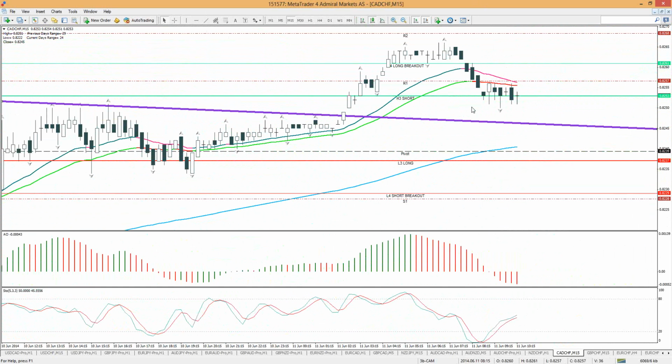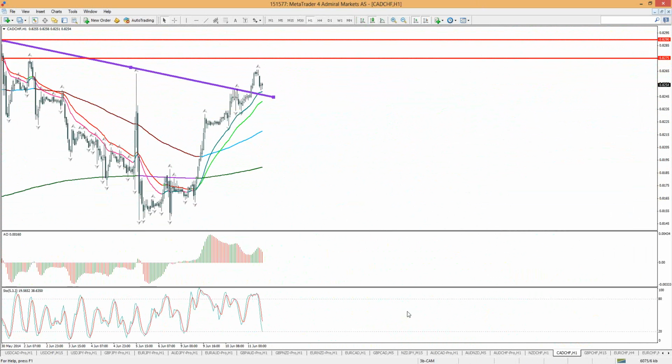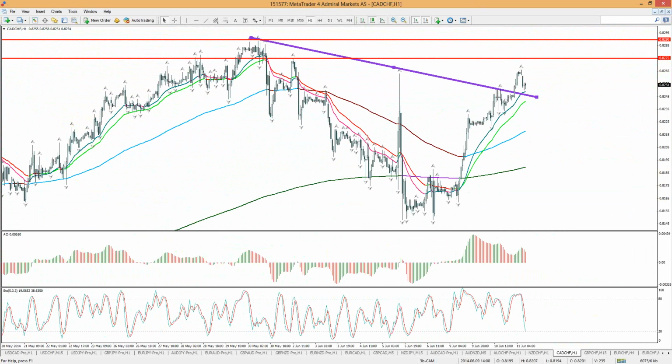It is at the HD short, so maybe it could be bouncing off the broken resistance, but other than that, I don't really see much extra. What I don't like about it is this AO moving back to the zero line as well. That's something that isn't good for a pullback trade, right? You want strong momentum. This is retracing. That's not really a good point for pullbacks. So that would be the main reason.